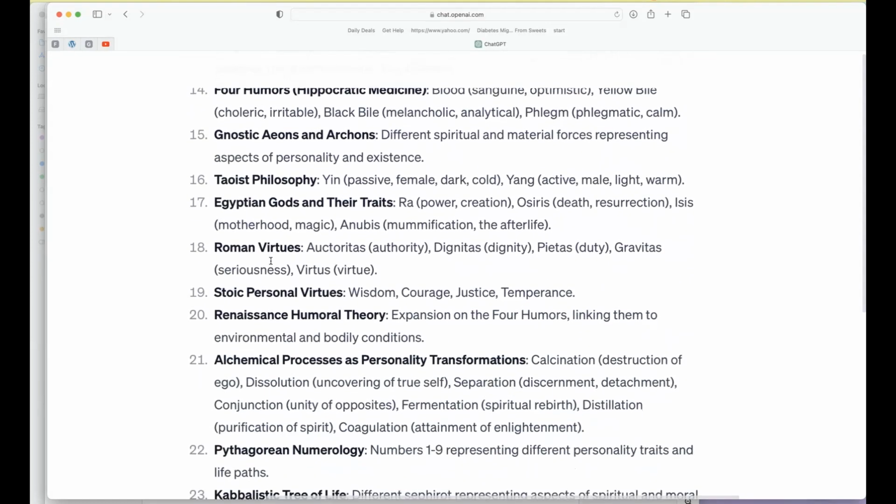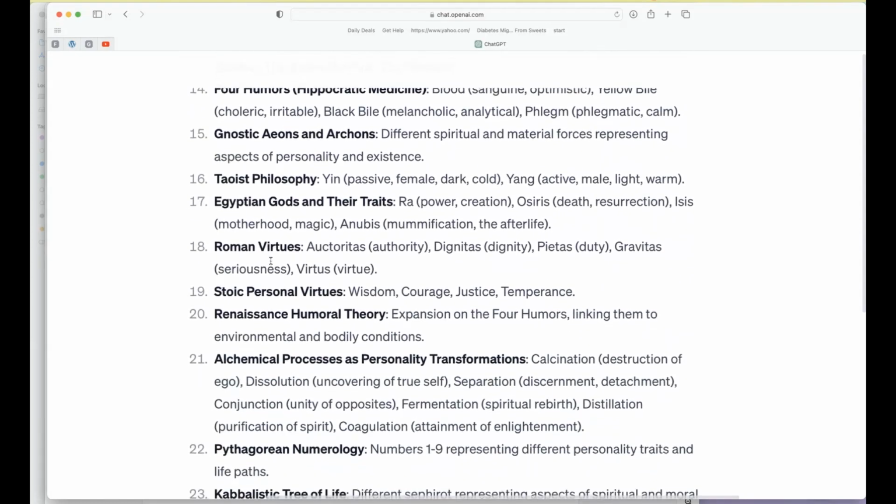Taoist philosophy, Egyptian gods and their traits, Roman virtues, Stoic virtues. These, by the way, would probably be halfway outgrid, halfway downgrid if we looked at the four personality types there. I guess what I'm saying is that one of these would be an amiable driver.